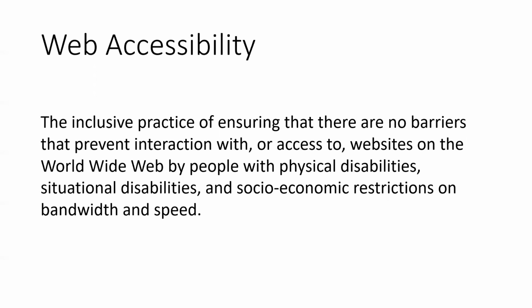Moving towards web accessibility, this definition overlaps with usability design principles. This definition comes from Wikipedia and really focuses in on the different types of accessibility needed with websites. Web accessibility, for the purposes of this presentation, is the inclusive practice of ensuring that there are no barriers that prevent interaction with or access to websites on the World Wide Web by people with disabilities, situational disabilities, and socioeconomic restrictions on bandwidth and speed.